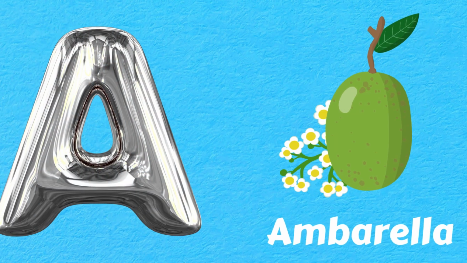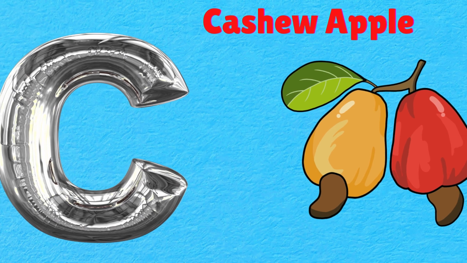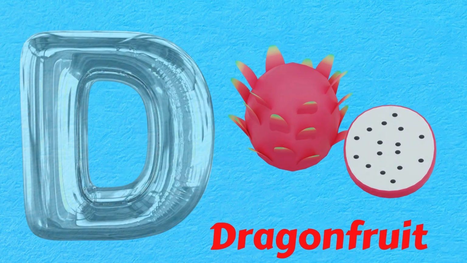A is for Amarillo. B is for blackberries. C is for cashew apple. D is for dragon fruit.